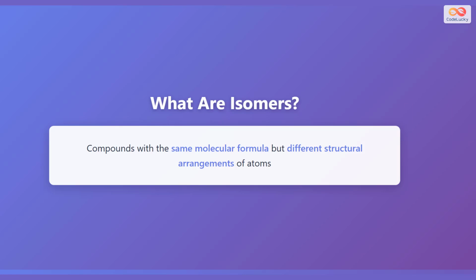So what exactly are isomers? Isomers are compounds that have the same molecular formula but different structural arrangements of atoms. This means they contain the exact same number and types of atoms, but these atoms are connected or arranged in different ways. This difference in arrangement leads to molecules with distinct properties, even though they have identical chemical formulas.